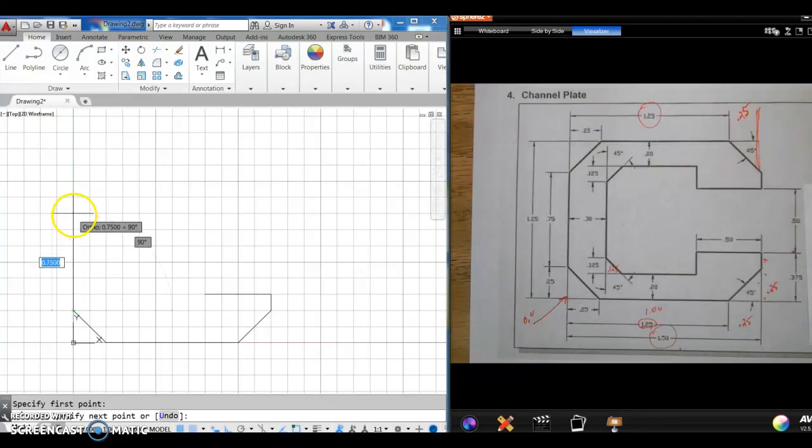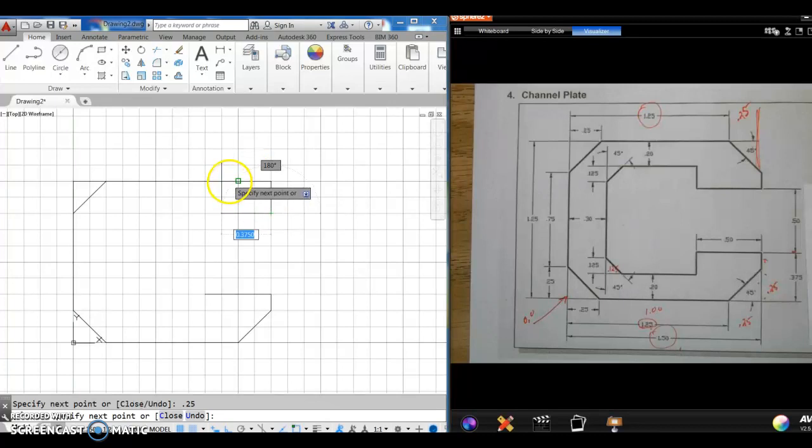Up 0.75. Okay. Up 0.25. Over 0.25. Back down to my angle. Okay, and draw a line from here over 1 inch, my 0.25 on my angle, and down 0.25, and that'll give me my 45 degree angle. So I'm going to erase those two. Alright, so that'll get me started.